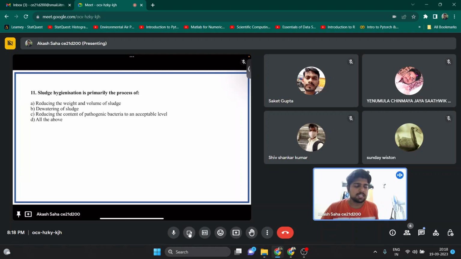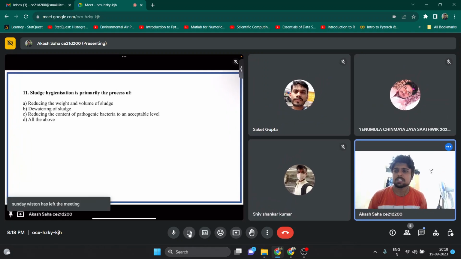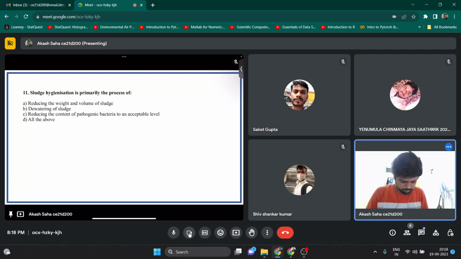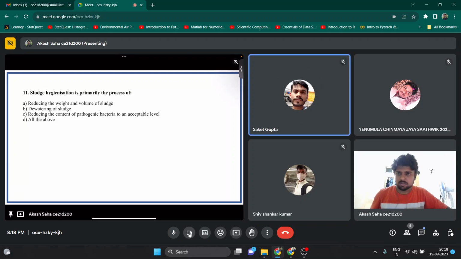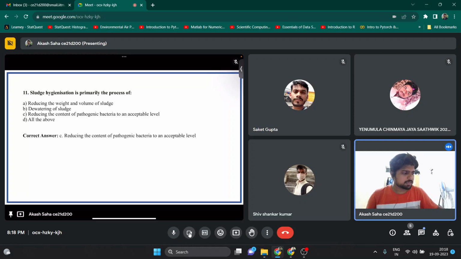So the next one: sludge hygienization is primarily a process of. So in sludge hygienization, what do we do? Reduce the weight and volume of sludge, dewater the sludge, reduce the content of pathogenic bacteria, or all of the above. So which of the following options is correct for sludge hygienization? Yes, it is reducing the pathogenic bacteria.